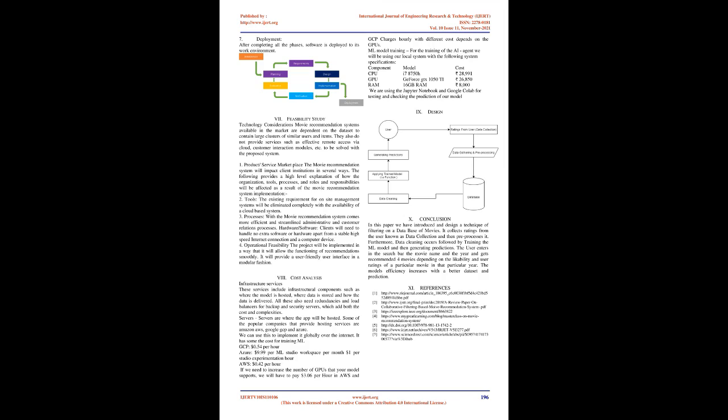9. Design. Conclusion. In this paper we have introduced and designed a technique of filtering on a database of movies. It collects ratings from the user, known as data collection, and then pre-processes it. Furthermore, data cleaning occurs, followed by training the ML model and then generating predictions. The user enters the movie name and the year in the search bar and gets 4 recommended movies depending on the likability and user ratings of a particular movie in that particular year. The model's efficiency increases with a better dataset and prediction.